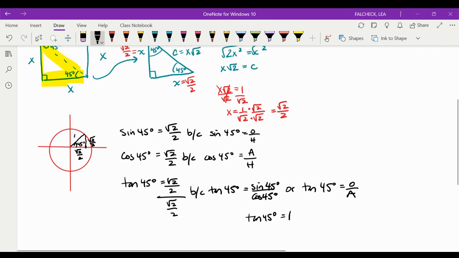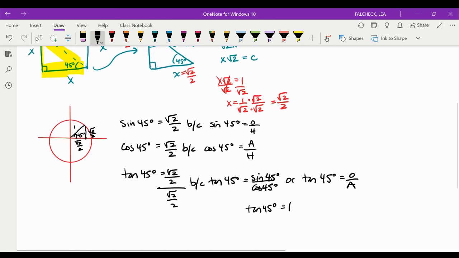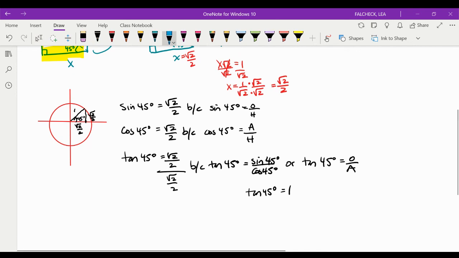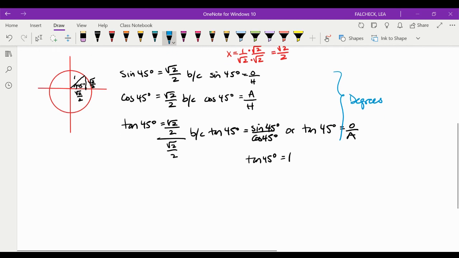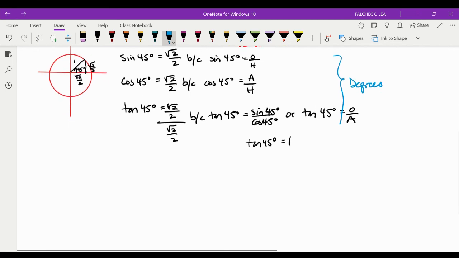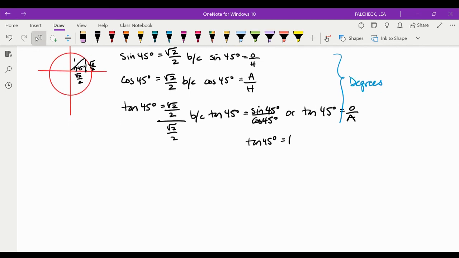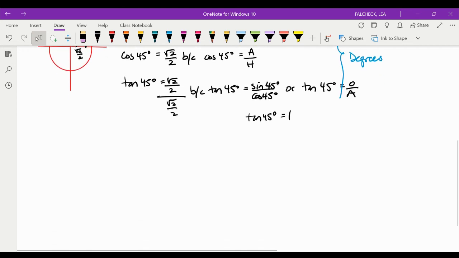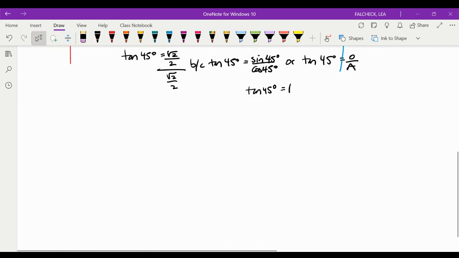And these are all things that you should have memorized. But all this stuff up here is written in degrees. And when we're thinking about circles, we need to think in radians. So we're going to take all this information that we just figured out in degrees and translate it into radians. So we're going to convert 45 degrees from degrees to radians.